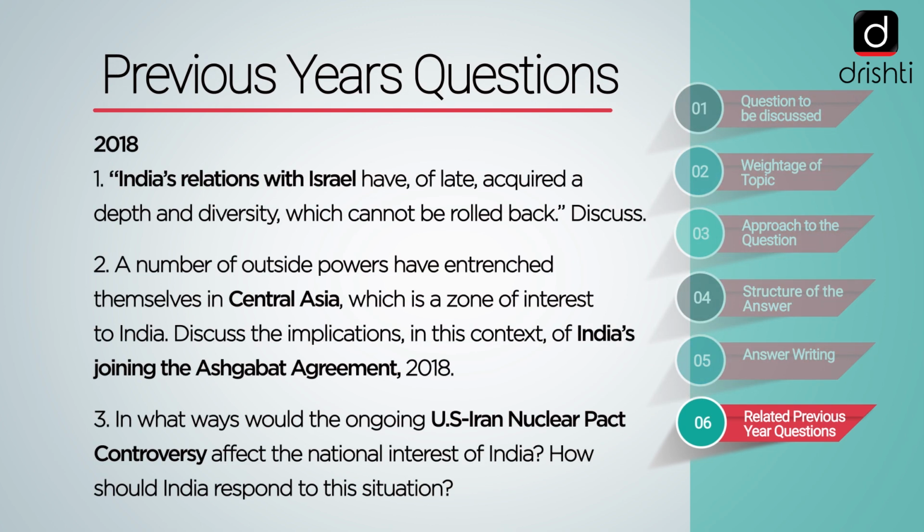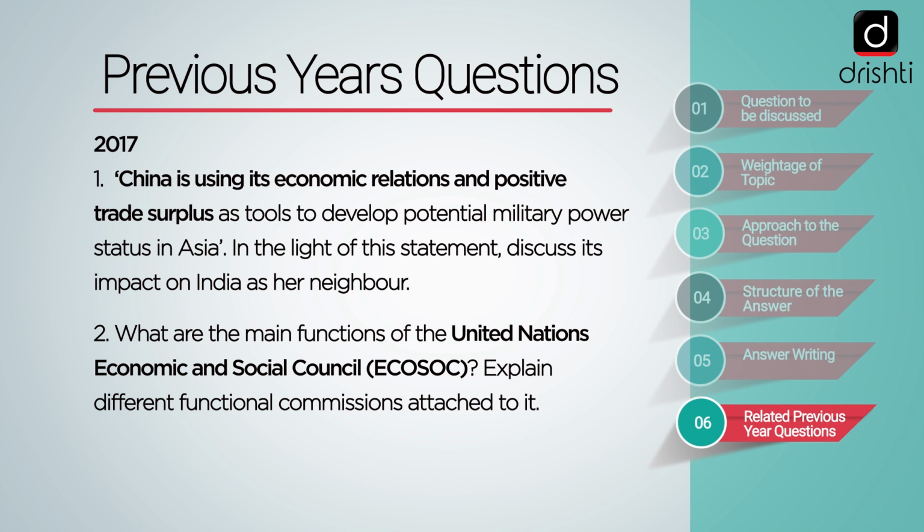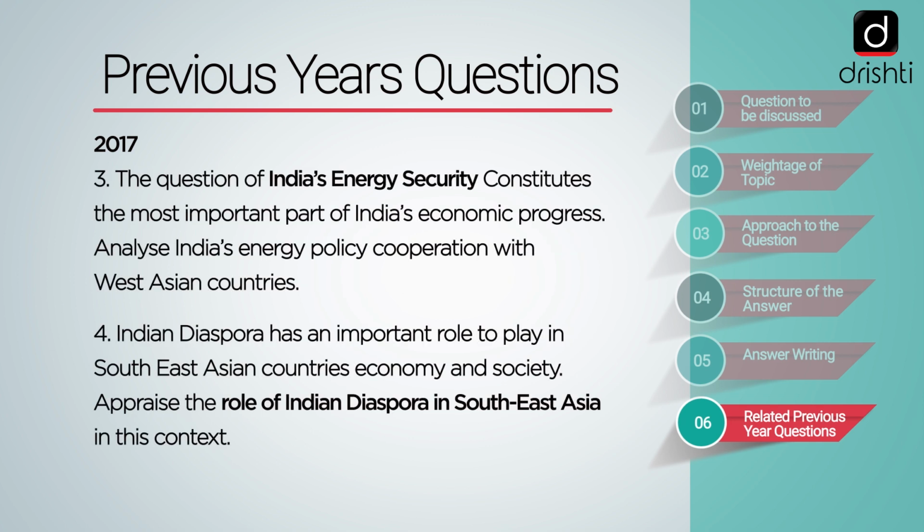In 2018, 3 questions were asked from international relations, related to India's relations with Israel, India joining the Ashgabat Agreement, and the US-Iran nuclear pact controversy. In 2017, the 4 questions asked from international relations were related to China using its economic relations and positive trade surplus to develop a potential military power status in Asia. The other questions were related to the United Nations Economic and Social Council, India's energy security, and the role of the Indian diaspora in Southeast Asia.